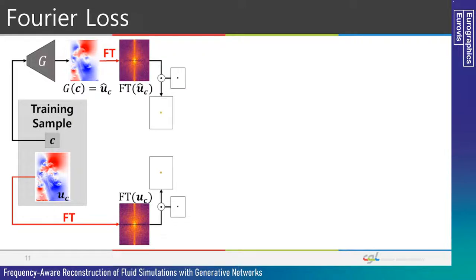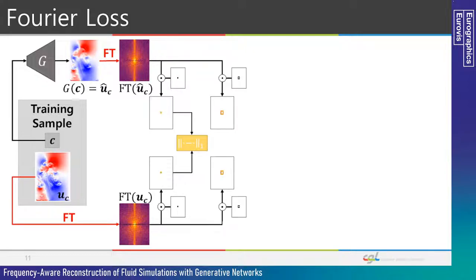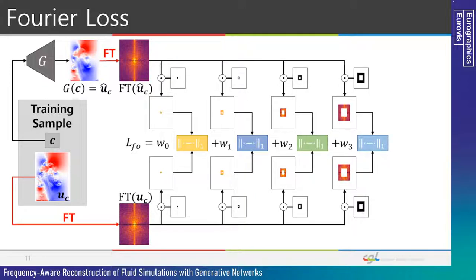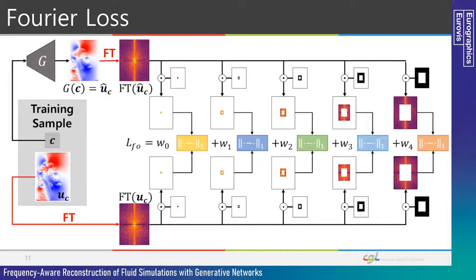We then filter out the lowest frequencies and compute an L1 loss on them. Similarly, we also do this for the low to mid frequencies, and then we have to add some weights W0 and W1 to weight between the lowest and the low to mid frequencies. We then also add the mid frequencies, the mid to high frequencies, and the highest frequencies. All these terms now make up our loss function we call the Fourier loss.